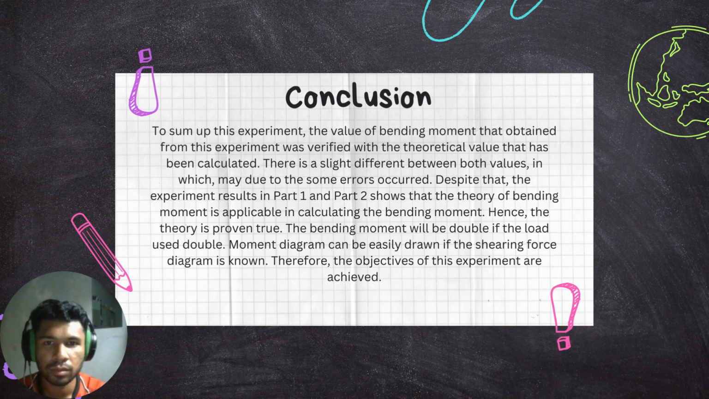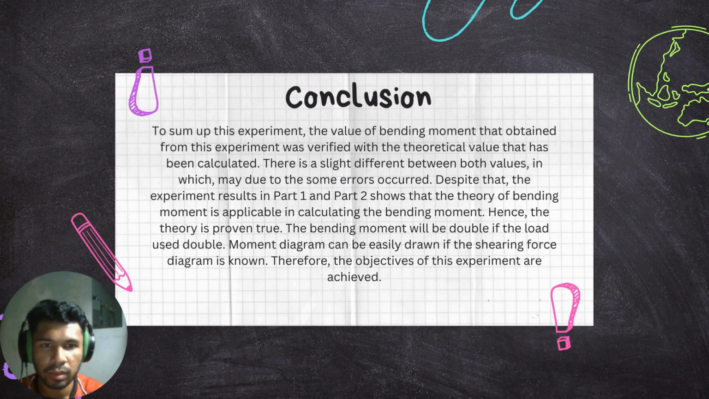Conclusion. To sum up this experiment, the value of bending moment obtained from this experiment was verified with the theoretical value that has been calculated. There is a slight difference between both values, which may be due to some errors that occurred. Despite that, the experiment results in part 1 and part 2 show that the theory of bending moment is applicable in calculating the bending moment. Hence, the theory is proven true.